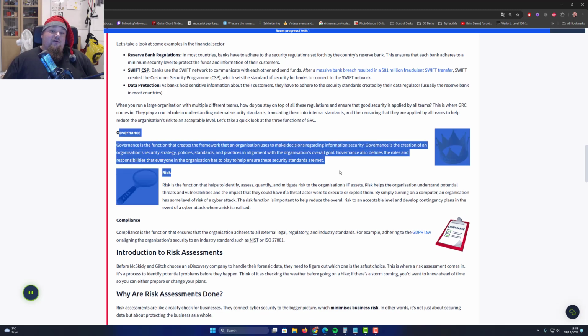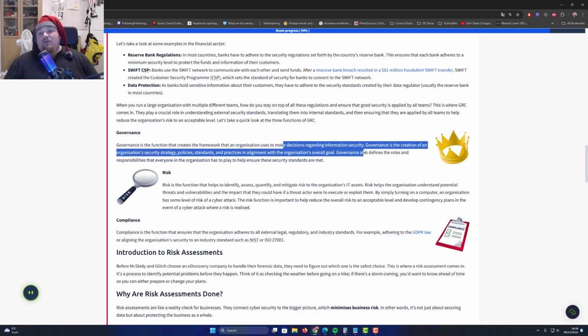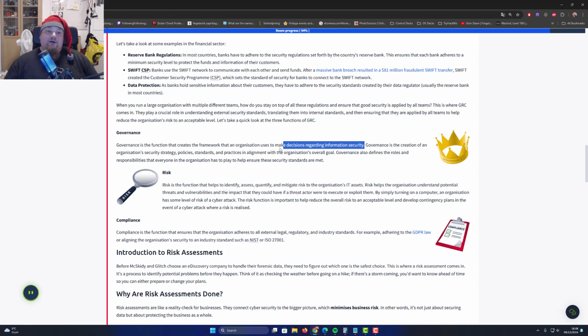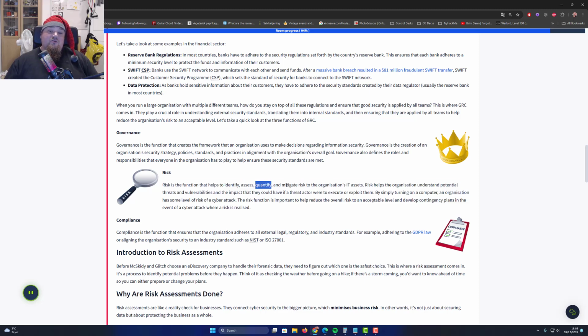Now, governance is more like decisions regarding information security. So this is where you're going to make sure all the security strategies, policies, standards, best practices and so on are a part of the overall goal. The risk is about the identification, assessment, quantification, and mitigation of risks to the assets inside the organization.